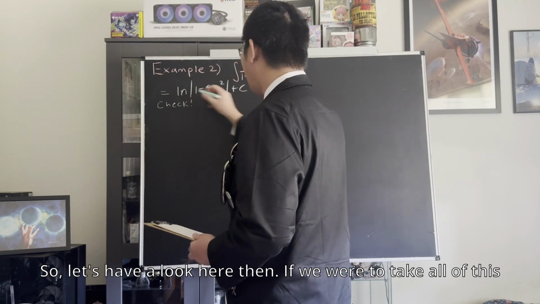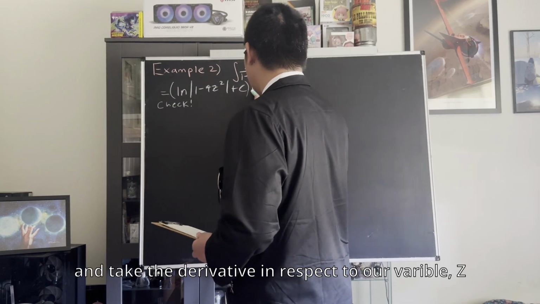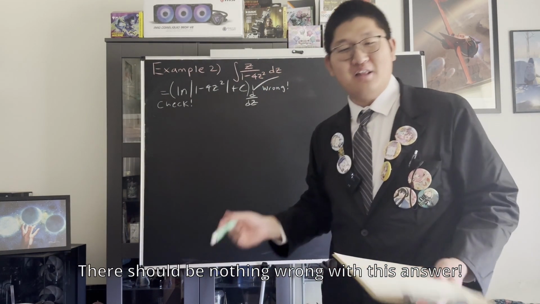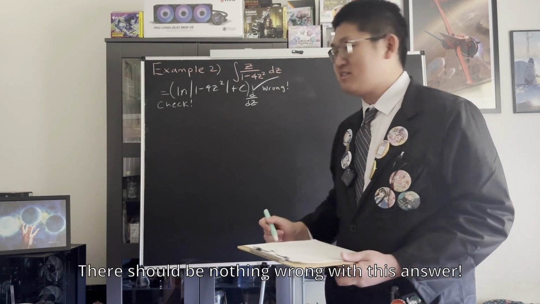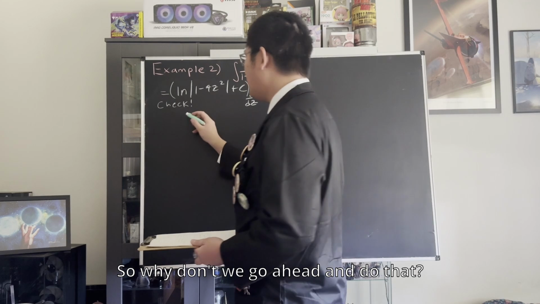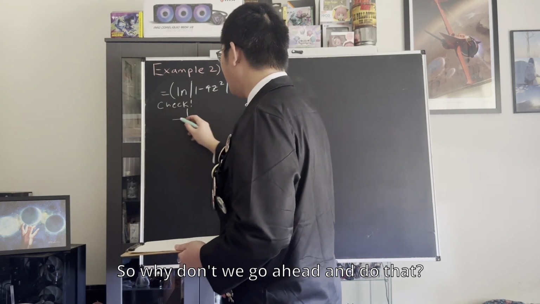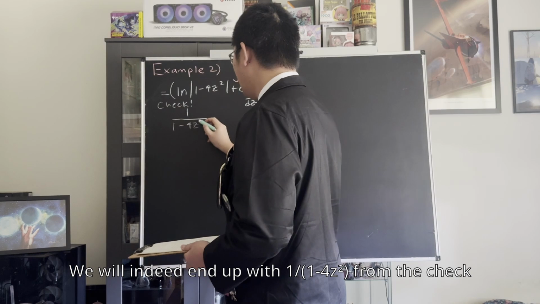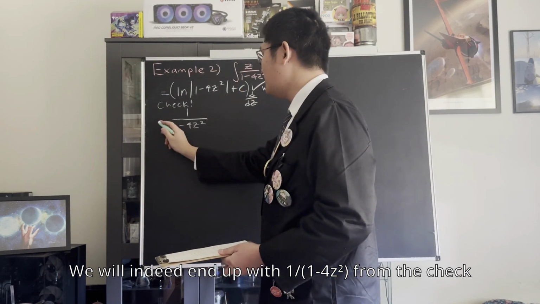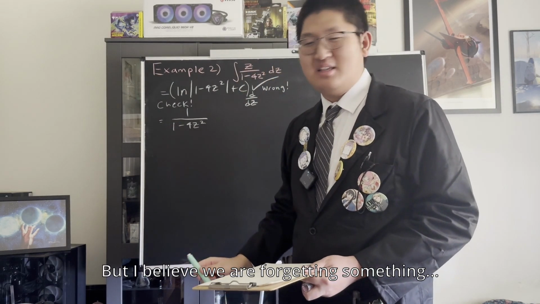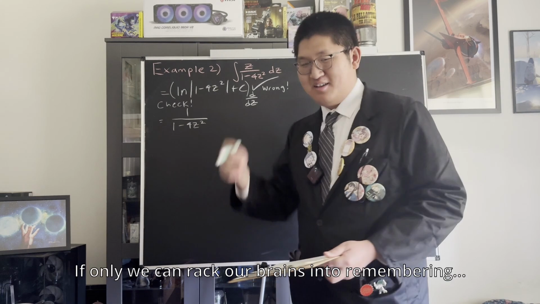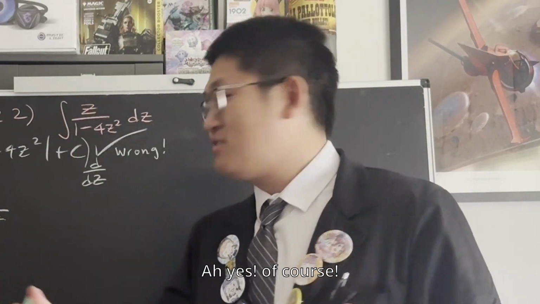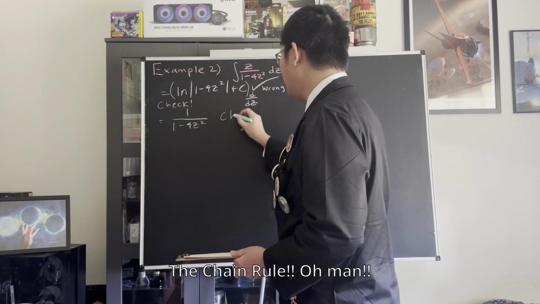If we were to take all of this and take the derivative in respect to our variable z, there should be nothing wrong with this answer. So why don't we go ahead and do that? We will indeed end up with 1 minus 4z squared in the denominator from the check, but I believe we're forgetting something. If only we can rack our brains into remembering, oh yes, of course, the chain rule.